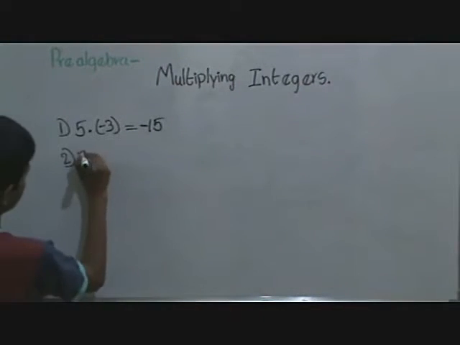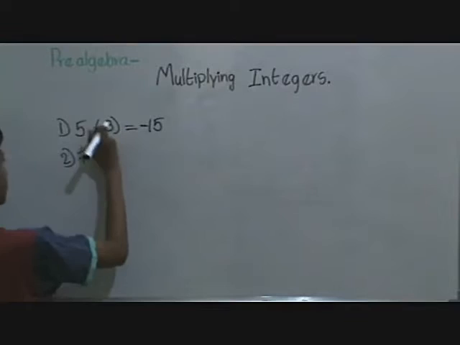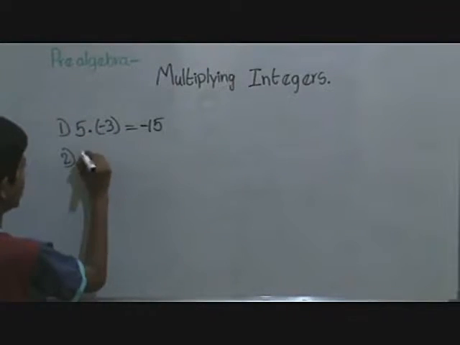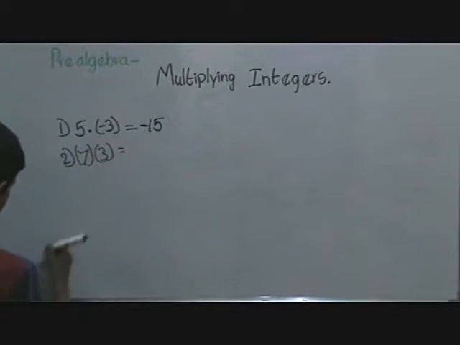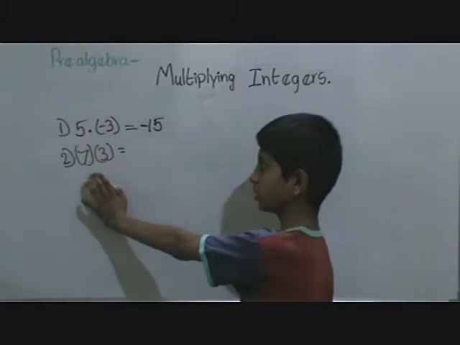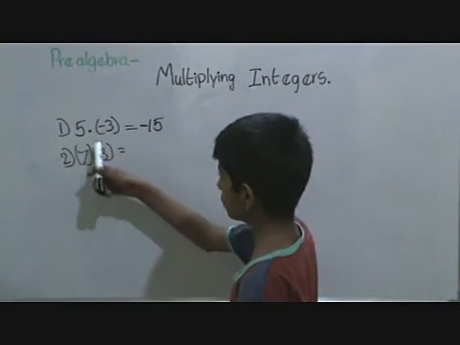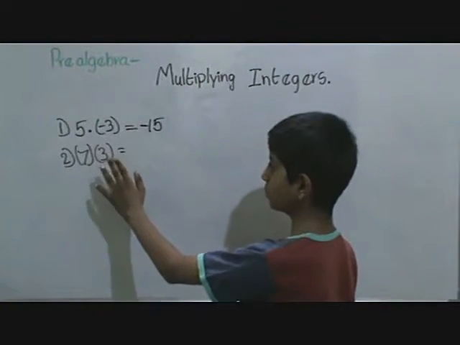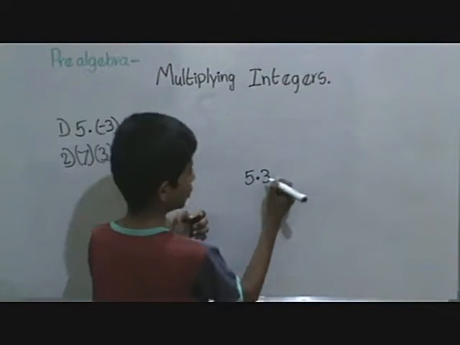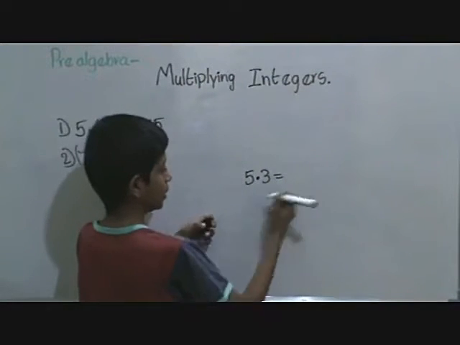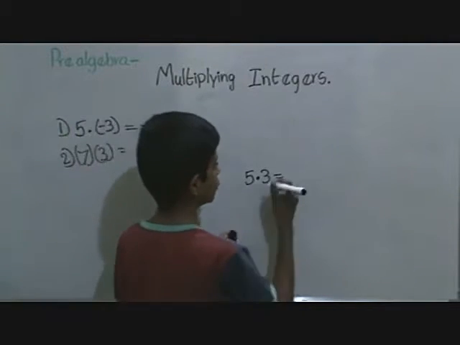Problem number 2. 7 times 3. Why do you have parentheses here? If you have parentheses and no symbol between them, that's the same thing as multiplying. If you have 5, a dot in the middle, times 3, that means the dot means multiplying these two numbers. 5 times 3 is 15.